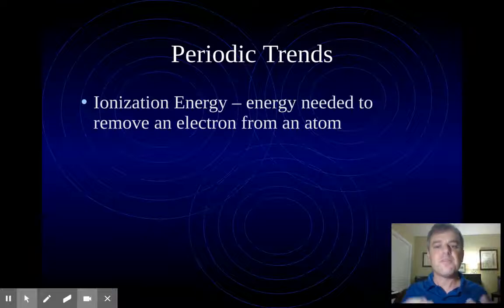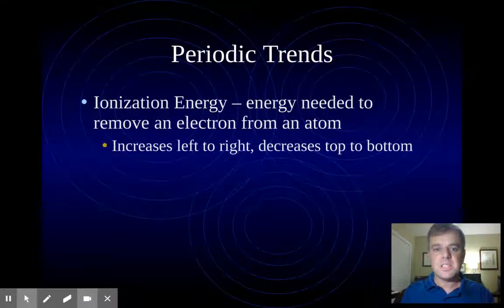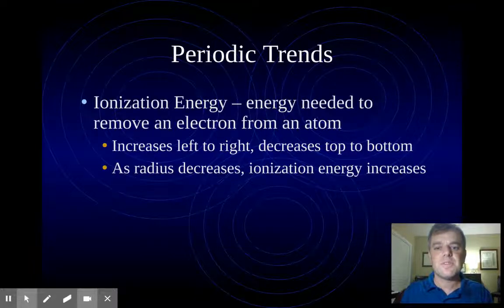Well, the further away the electron is from the nucleus, the easier it is to remove the electron, the less energy it's going to take. So the larger the radius, the lower the ionization energy. So ionization energy follows this exact opposite trend. It increases as you go from left to right and decreases as you go from top to bottom. Because as radius decreases, ionization energy increases.